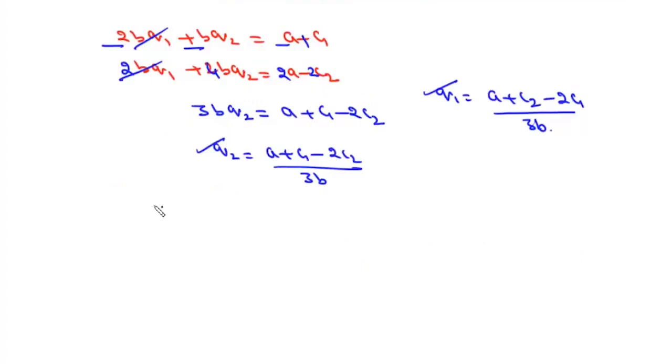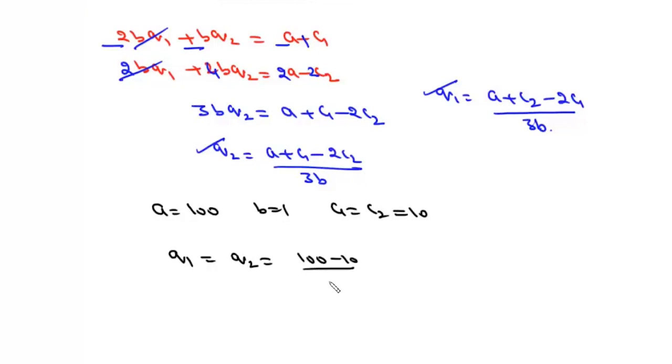Now for this case, if we take A as 100, B as 1, and both C1 and C2 as 10, then we get Q1 equal to Q2, which is 100 plus 10 minus 20, which is minus 10, divided by 3, and will be simply 30. So in this case, Cournot's equilibrium will be at 30, 30.